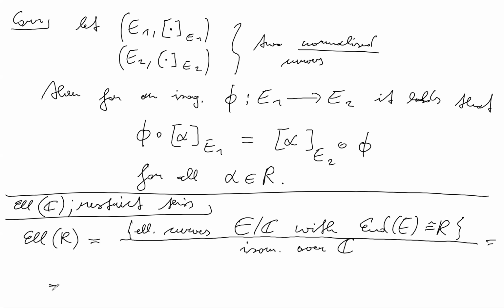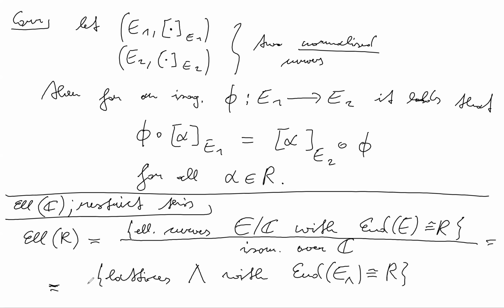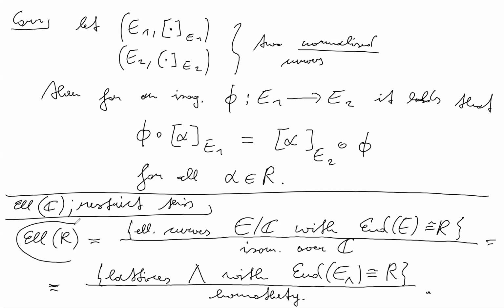And then by what we saw in the past few minutes, this should be the same as all lattices Lambda with the endomorphism ring attached to the elliptic curve being the same as R. And then we said last time that isomorphism over C for an elliptic curve is equivalent to homothety for the attached lattice. Okay, so in the next maybe half an hour or so, what we're going to consider is this set L of R.